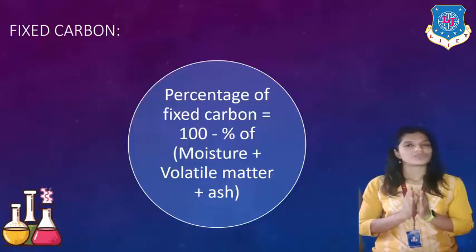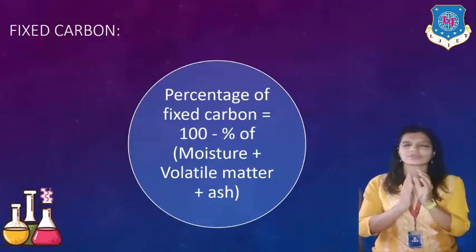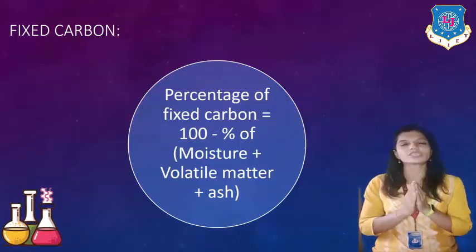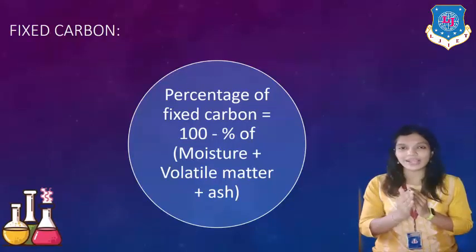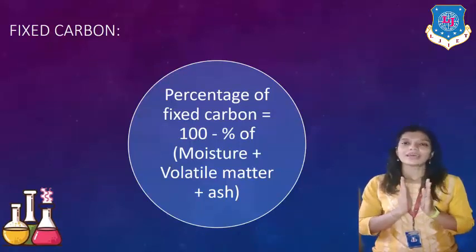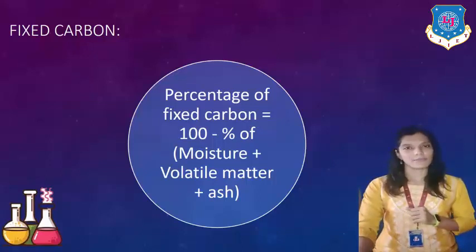So in short, whatever the amount left after volatile matter, after moisture content and ash is subtracted, will give rise to the amount of carbon which is already present in our sample, and it gives us an actual percentage of carbon, an actual calorific value of a coal sample, and it gives us an actual rank of that coal, right? So it is very important for us to get the value of fixed carbon.